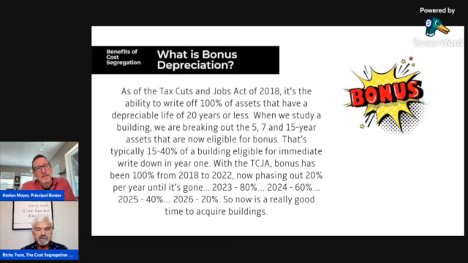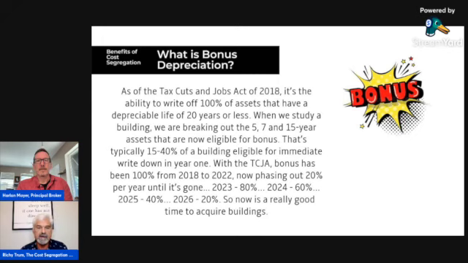Bonus depreciation from the Tax Cuts and Jobs Act of 2018 basically will give you an immediate write down of any assets that have a depreciable life of 20 years or less. So when we are studying a building, we're breaking out 5, 7, and 15-year assets. And because of that, they're now eligible for bonus. So if you bought a building that's 27.5 year and you don't do a breakout, you cannot take advantage of bonus depreciation. You would have to break it out some kind of way.